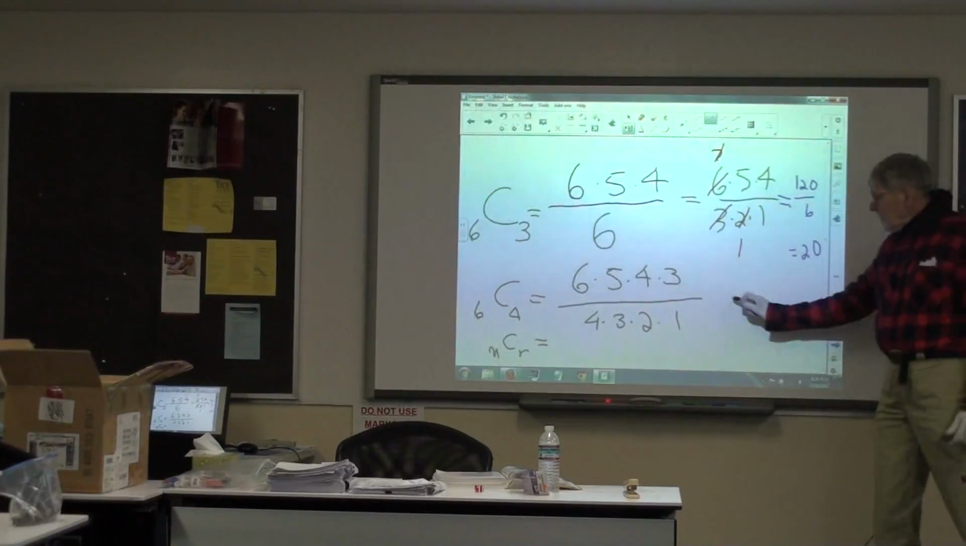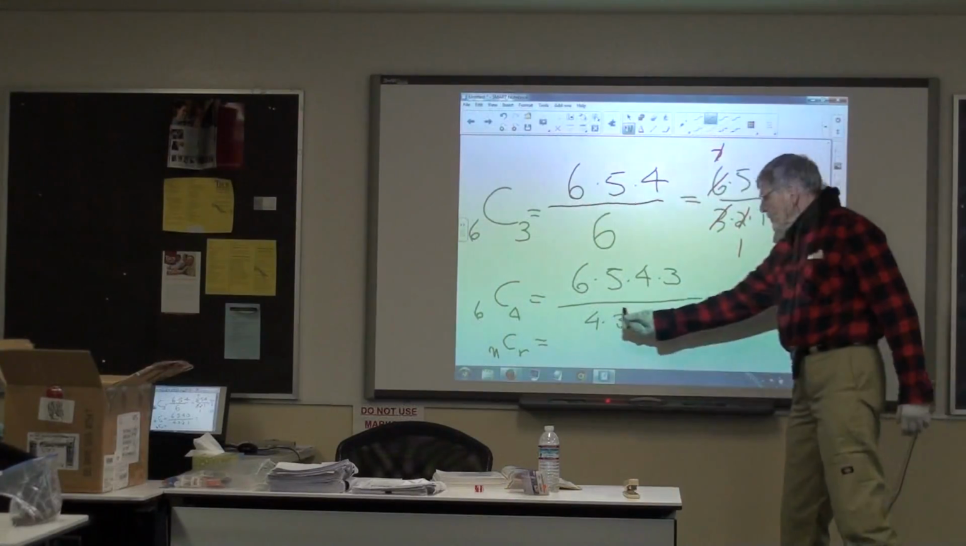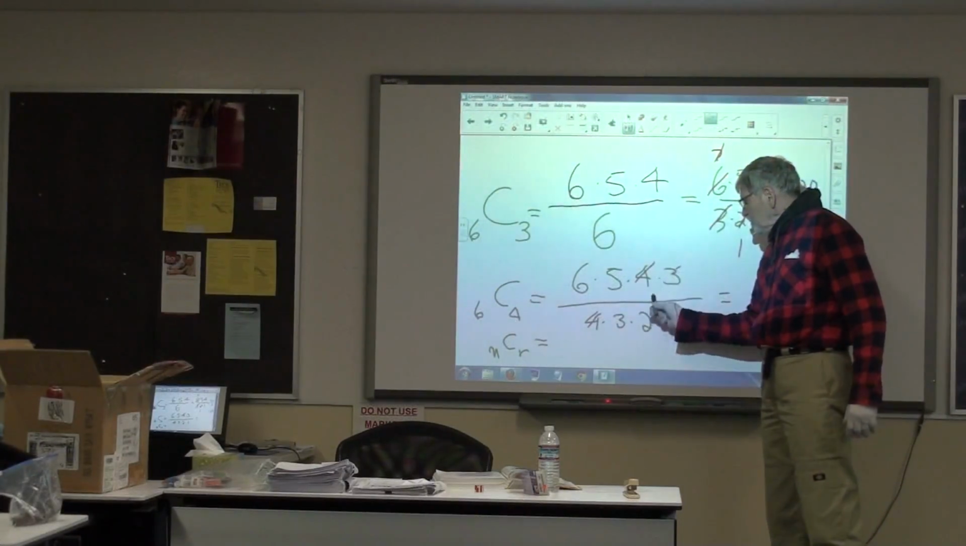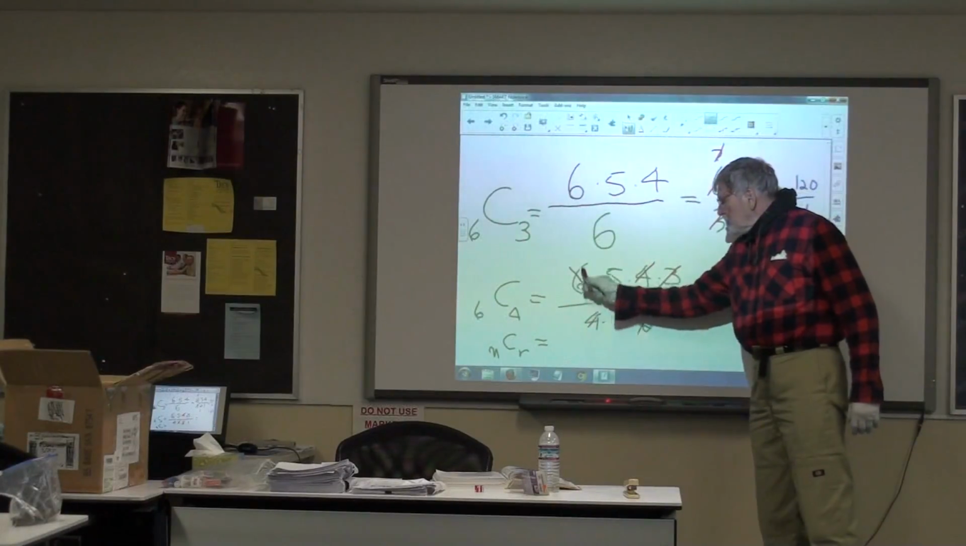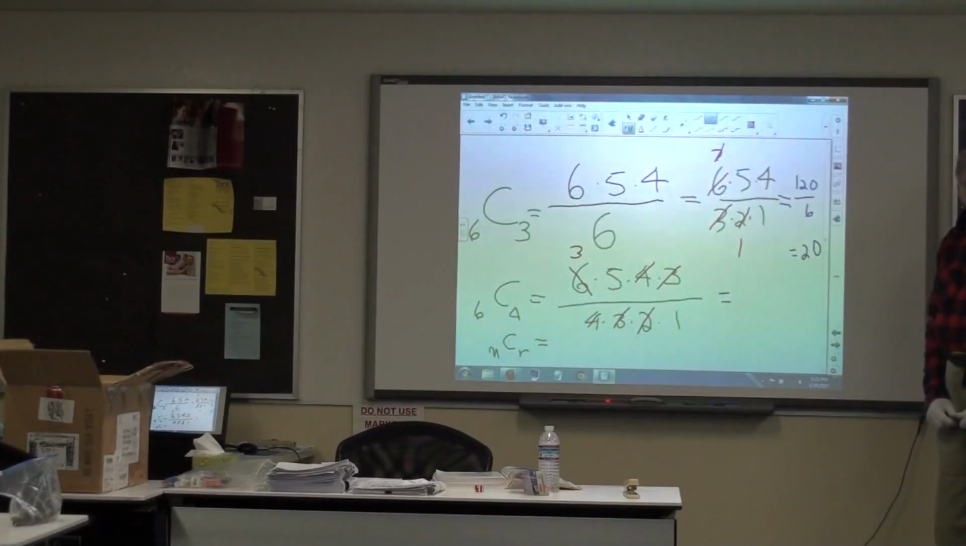So cancel anything on the top with anything on the bottom before you do the multiplication. Now you follow that rule: what things on the bottom can cancel with what things on the top, and leaves what for a final answer? I suggest the 4s can cancel, the 3s can cancel, and the 2 can go into the 6 3 times for a final answer of 15. So cancel anything on the top with anything on the bottom.